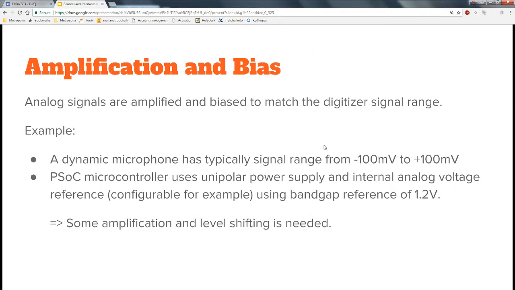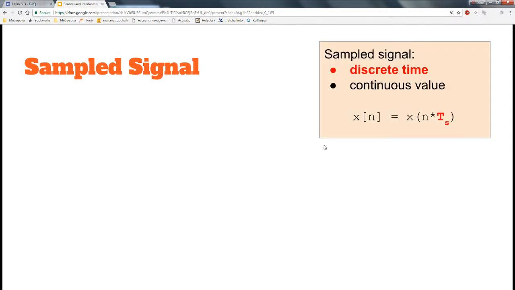Okay, so just to keep in mind, this is not a big brainer how to do the amplification. You start from a small signal like that, and you try to fit it in between 0 and the reference voltage of the A to D conversion.